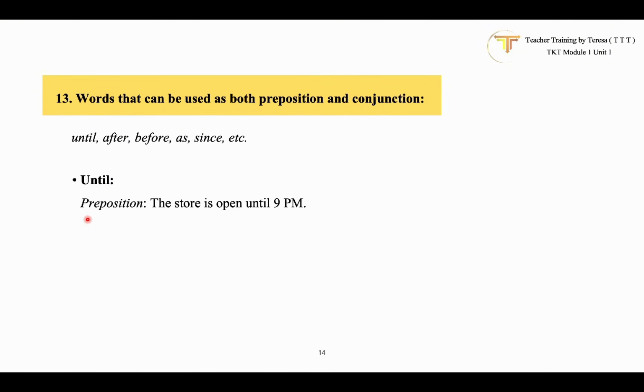13. Words that can be used as both preposition and conjunction: until, after, before, as, since, etc. Until. Preposition: The store is open until 9 p.m. Conjunction: I waited until she arrived.